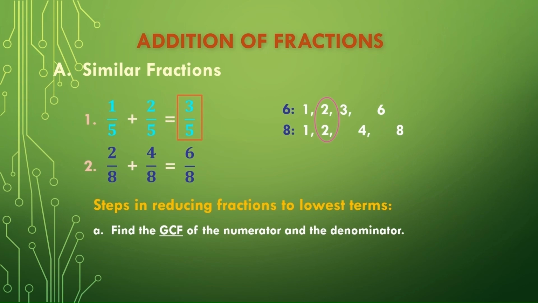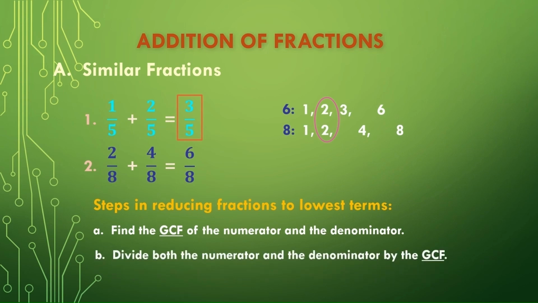This brings us to the next step, which is to divide both the numerator and the denominator by the GCF. Let's divide 6 and 8 by the GCF, which is 2. 6 divided by 2 is equal to 3. 8 divided by 2 is equal to 4. Our final answer is 3/4.